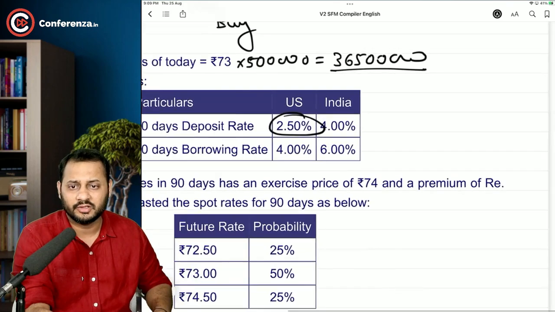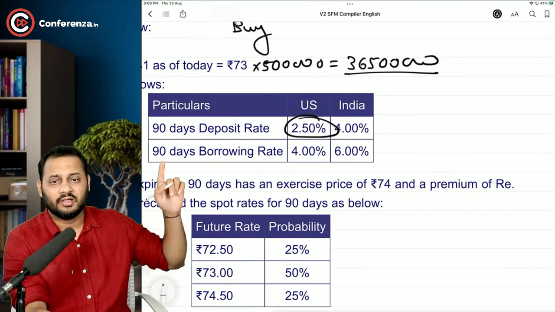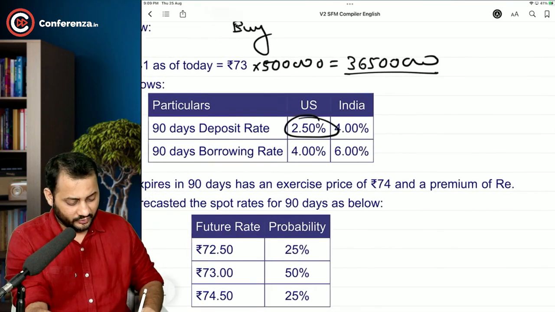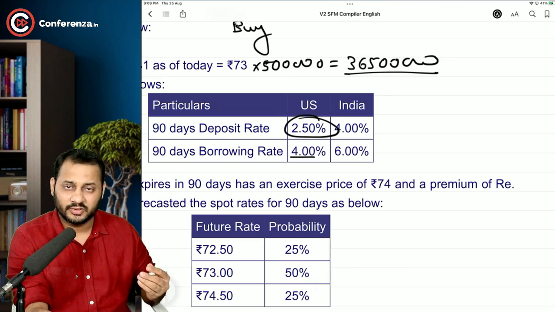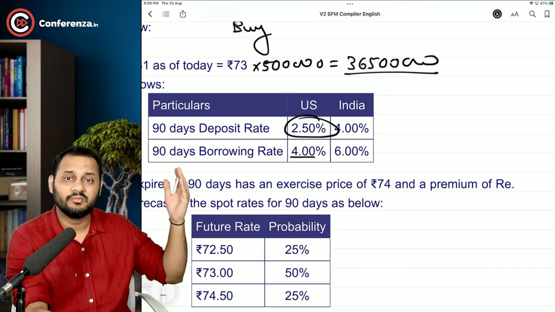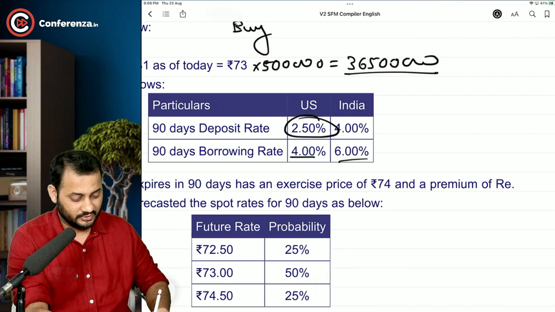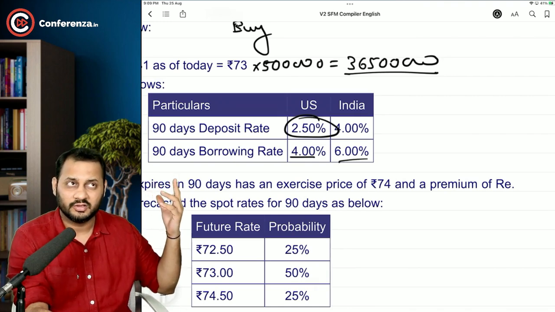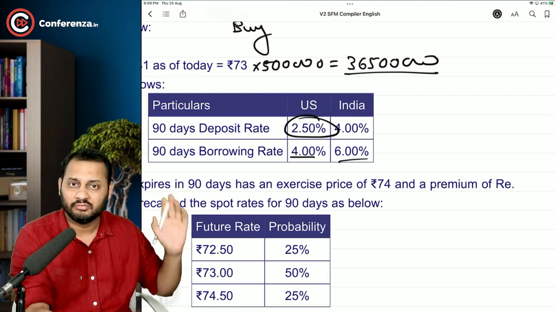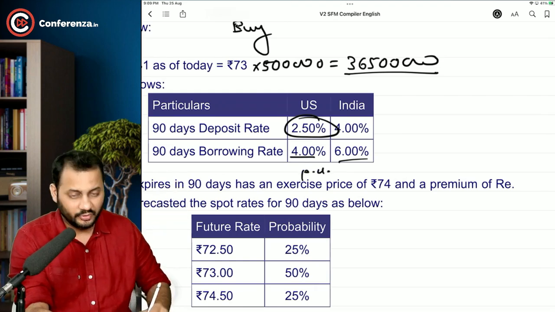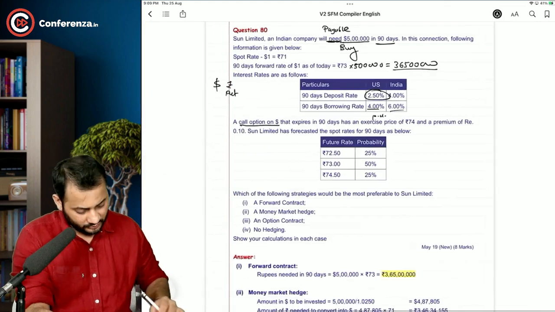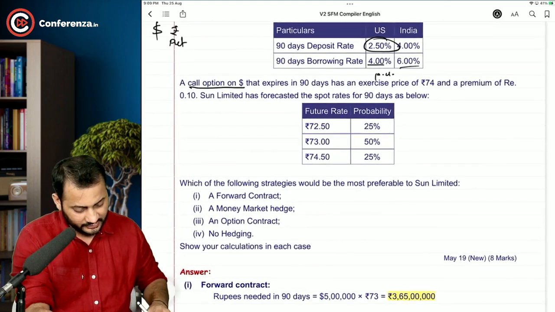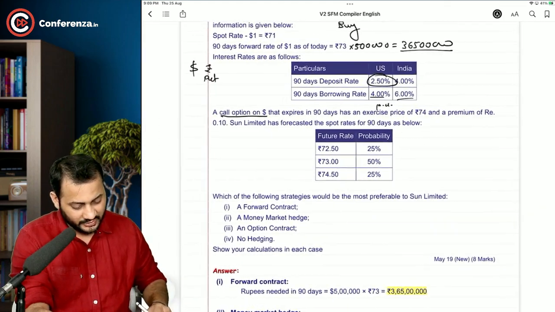How did you know, sir? Sir, it's very simple. If you consider the 90 days borrowing rate as 4%, for the entire year it will become 16%, and this will be like 36%, 24%. Very huge. So all these rates are per annum. You have to convert it into 90 days. So is the question giving you something like 360 or 365 days? No. So we'll consider 360 days in this question.